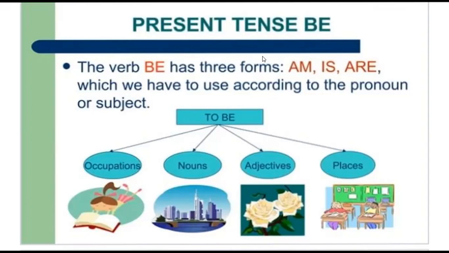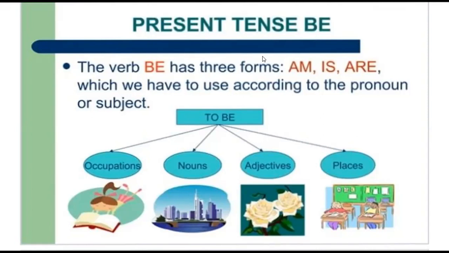And here the noun is a doctor. They are students. Here, students is used as noun. We are friends. Here, friends is used as noun. So these examples will explain it more easily.